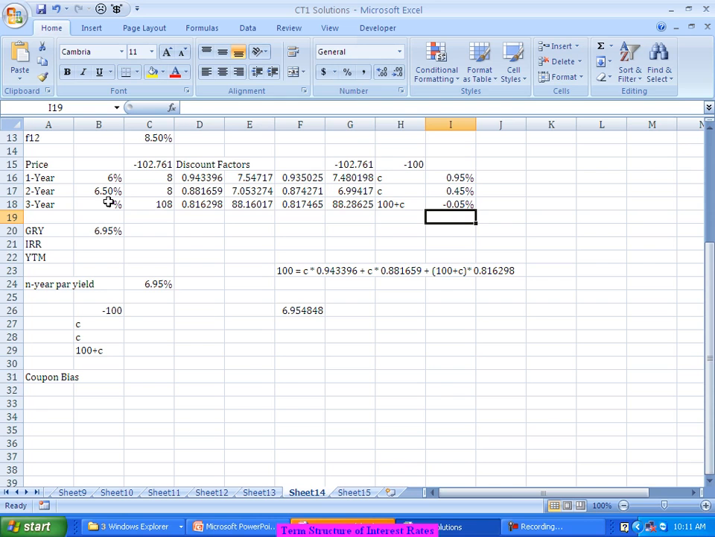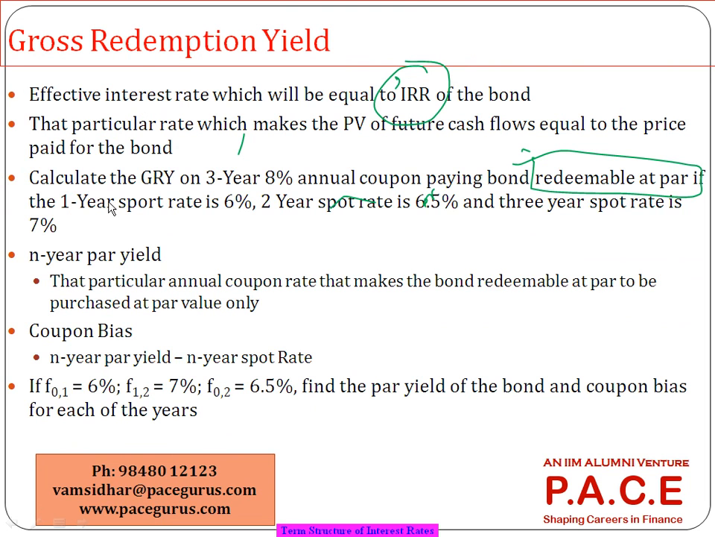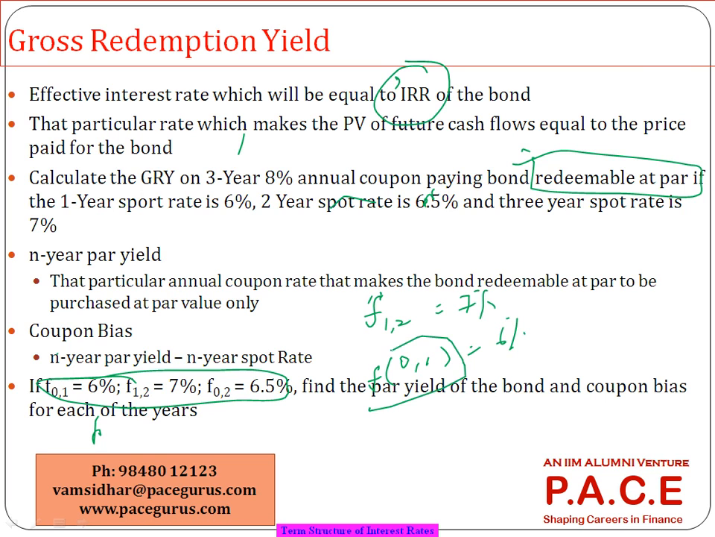right? Then, even if forward rates are given here, the question is where the forward rates are given. So probably you can convert the forward rates into spot rates. How do I convert if I'm given F12 is equal to 7%, F01 is 6%. F01 is nothing but 1 year spot rate. Just understand this. 1 year spot rate 0 years from now, which is 1 year spot rate itself. So 1 year spot rate is given as 6%.